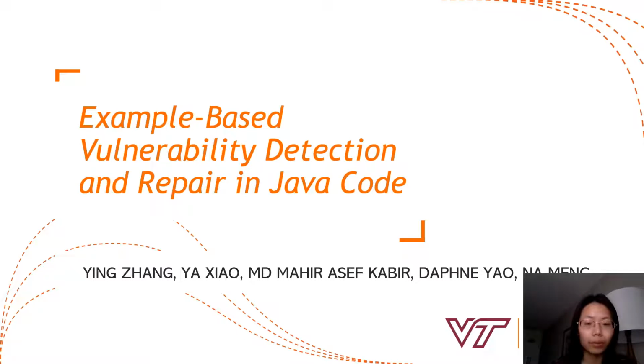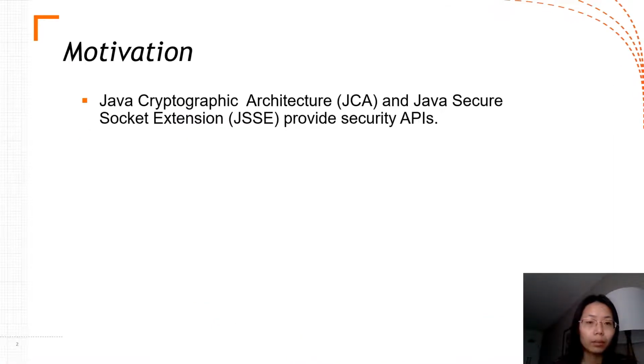Today I will present our paper, Example-Based Vulnerability Detection and Repair in Java Code. The Java platform provides various APIs to facilitate security-related feature implementation. Recently, studies have shown that many developers misuse these APIs and introduce vulnerabilities into their software.